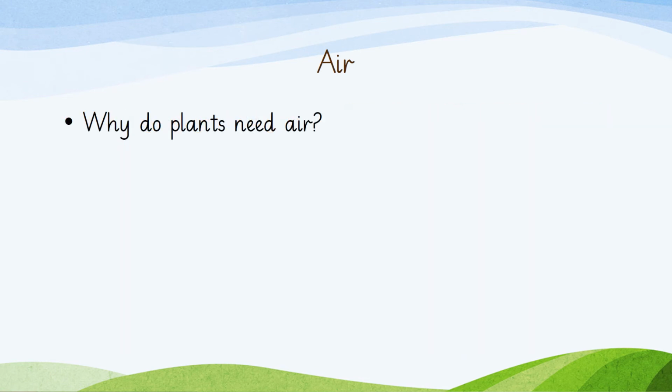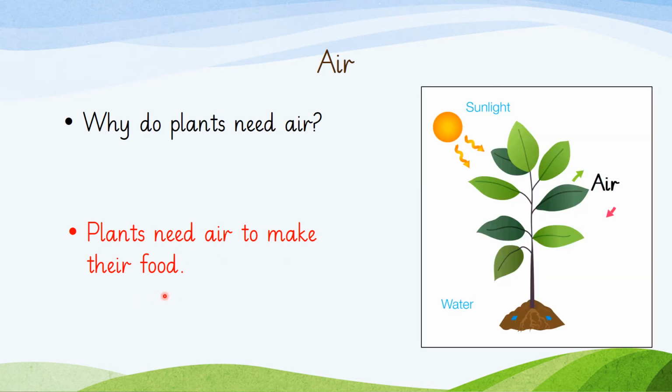Why do plants need air? Do plants also breathe in and breathe out like us? Plants need air to make their food. Plants use sunlight and water along with air to make their own food.